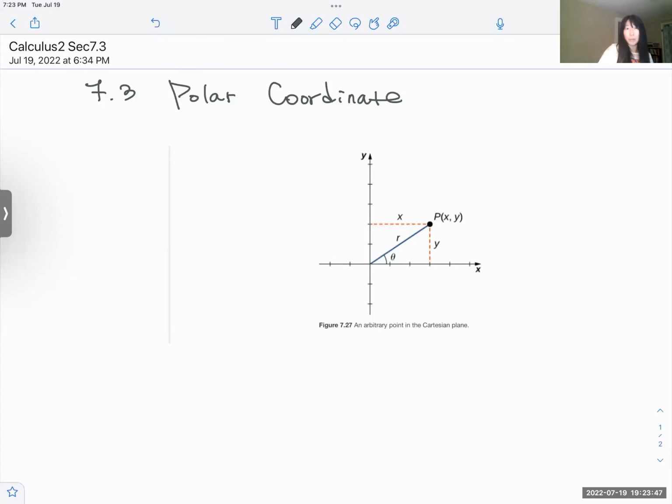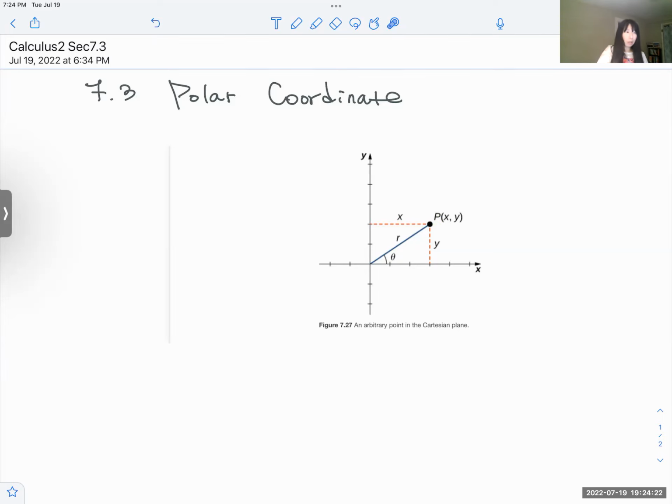Okay, so we're gonna do 7.3, polar coordinates. Now we have the Cartesian plane, the XY plane, right? So we have the angle theta there. From the origin to here is the radius, right? Now we have a point. We denote a point P with ordered pair X and Y. Okay, look.